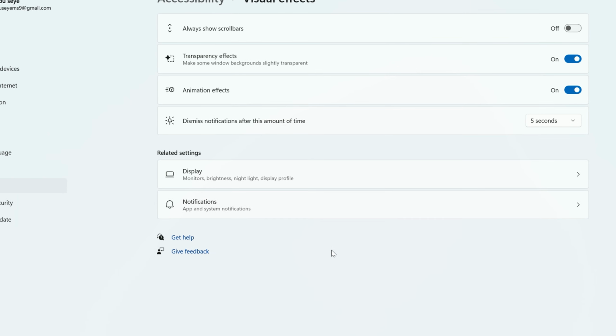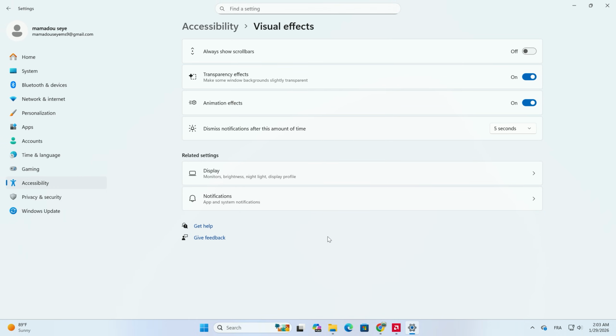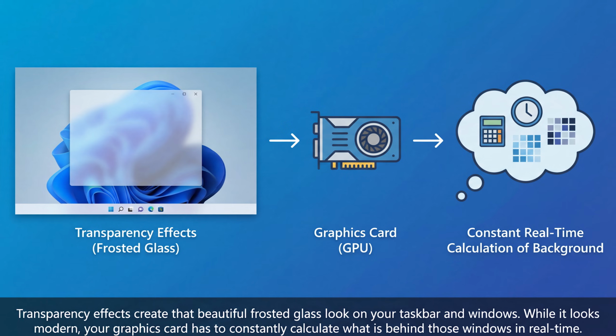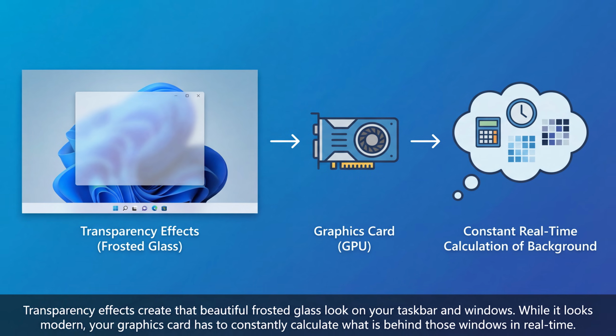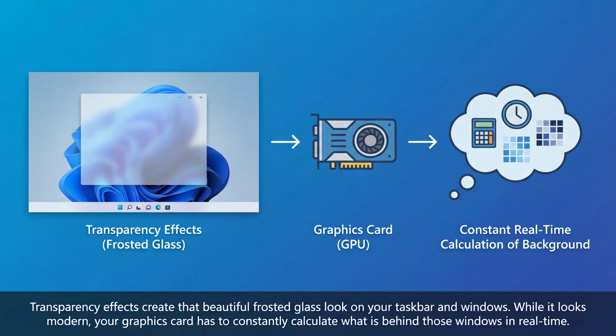You will see several toggles here that are enabled by default on every single Windows installation. The two main culprits we are looking for are transparency effects and animation effects. Let me explain why these matter. Transparency effects create that beautiful frosted glass look on your taskbar in Windows. While it looks modern, your graphics card has to constantly calculate what is behind those windows in real time.